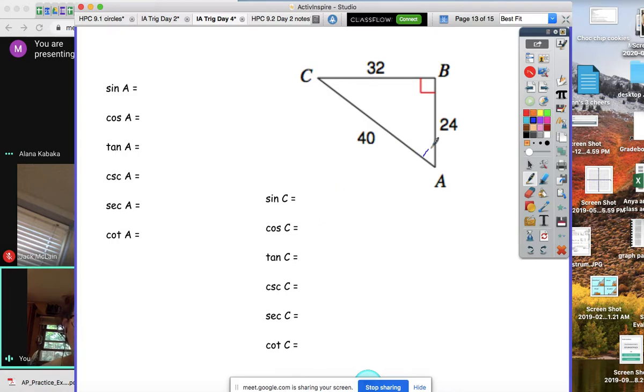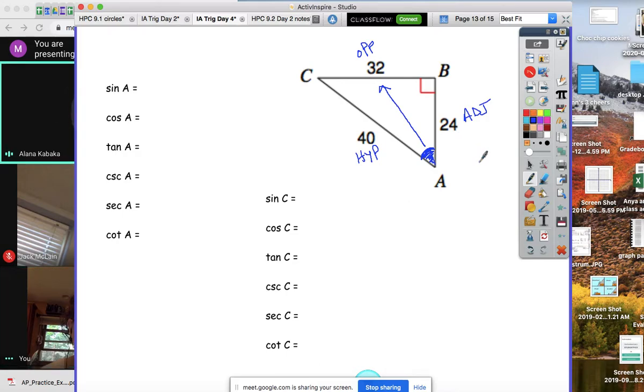We're going to start from angle A for these. What I would suggest is that you label your triangle according to that angle. If I'm starting from angle A, then 32 is the opposite side, and 40 has to be the hypotenuse because it's across from the right angle. So that means that 24 is the adjacent side.